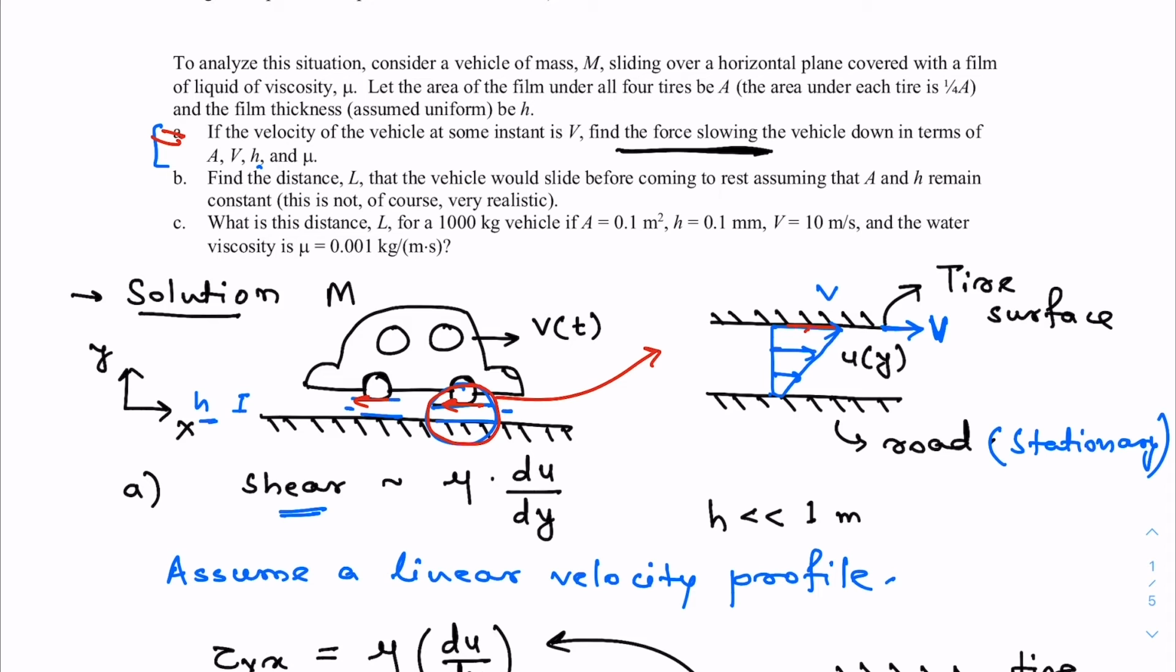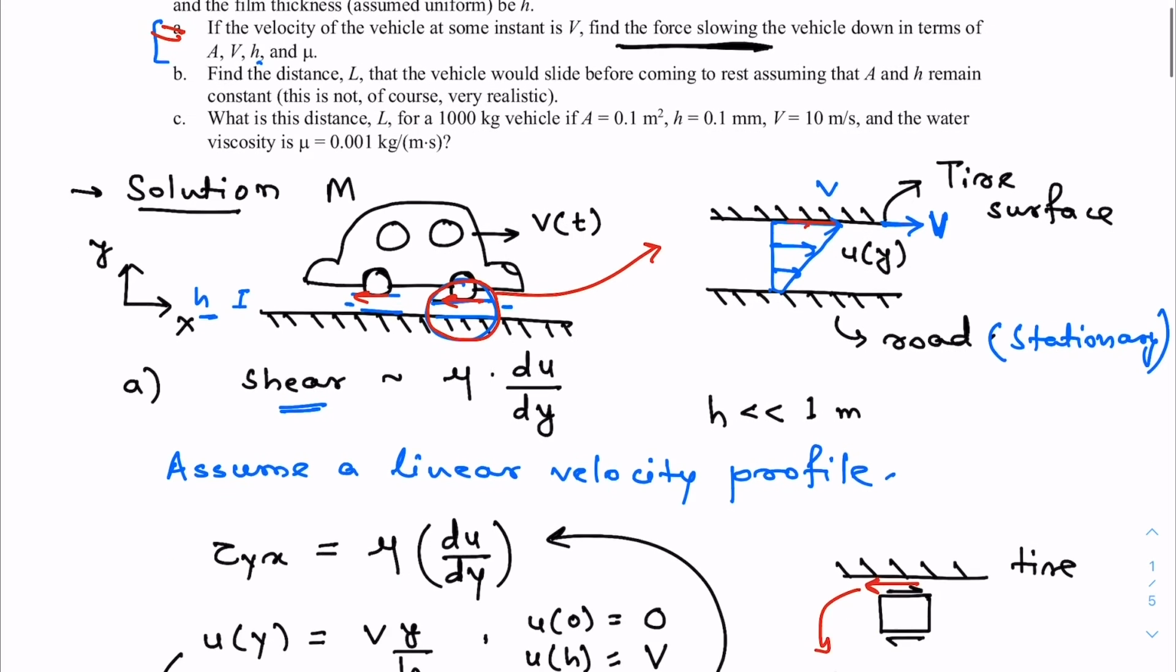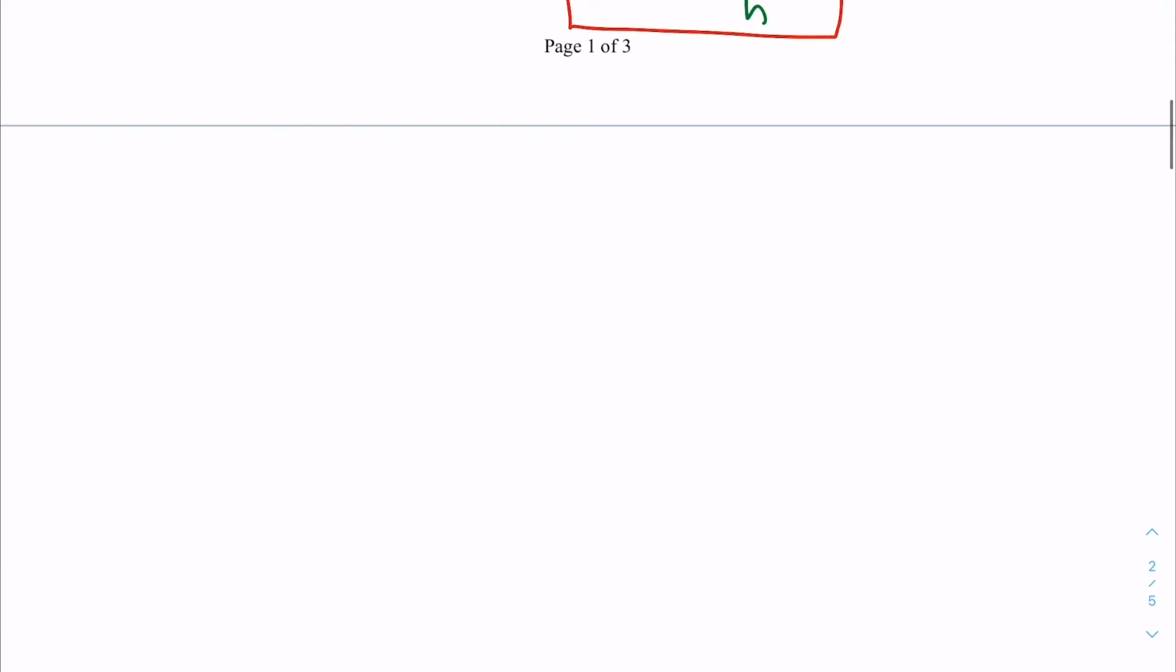that the vehicle would slide before coming to rest. A and H are assumed to be constant, which is again not realistic as the vehicle will slow down; the area and the height might change, but just to simplify the analysis, we will assume them to be constant. So part B, we want to find the distance L that the car would travel before stopping.